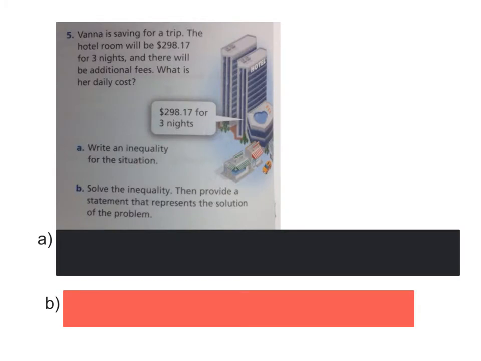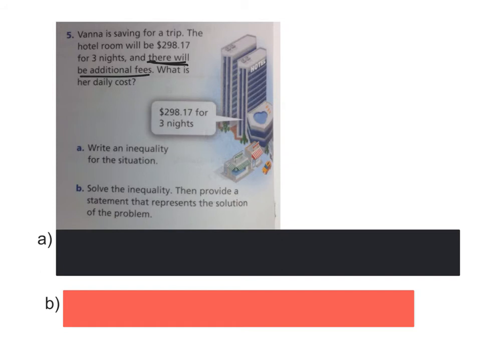Number 5, Vanna is saving for a trip. The hotel room will be $298.17 for 3 nights, and there will be additional fees. What is her daily cost? So daily cost, it does say write an inequality for the situation. Okay. The deal is there will be additional fees. That's going to be kind of our clue about what's going to be happening here.